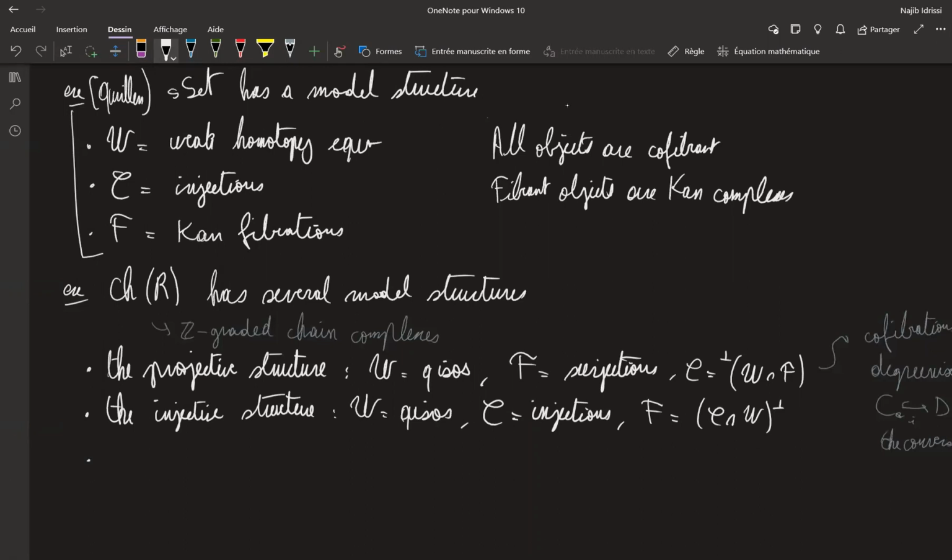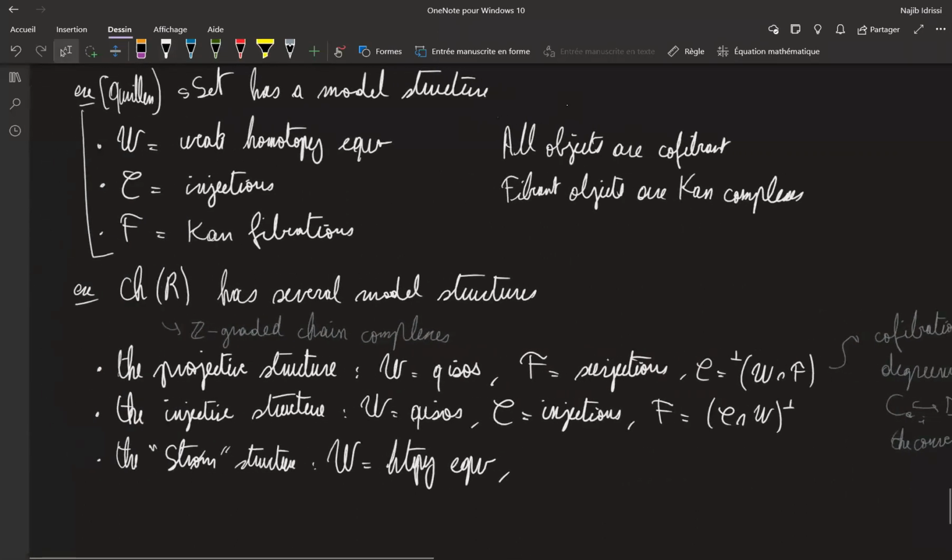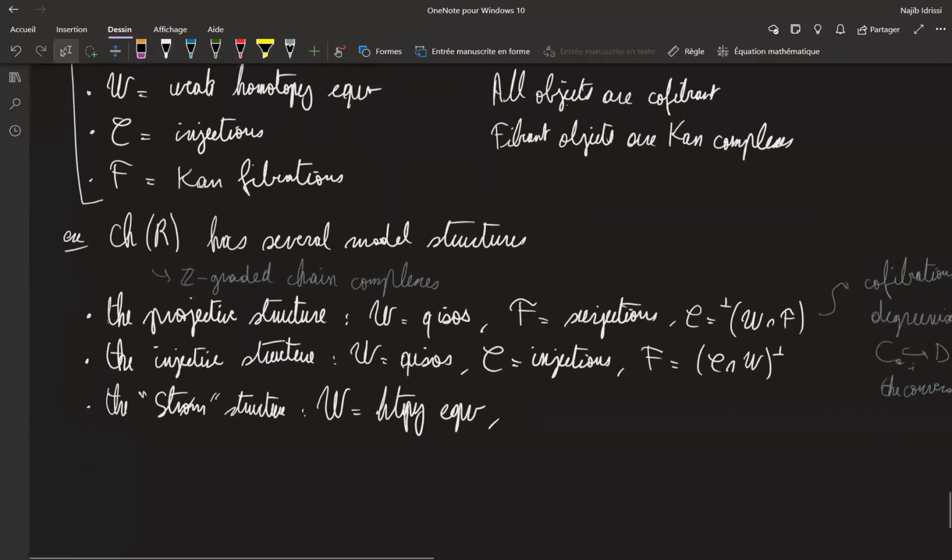There is a third one, which is the Strøm structure. So it's not actually due to Strøm, but it looks like the Strøm model structure. So W are homotopy equivalences, so things which already have a homotopy inverse. C is the set of maps which have the left lifting property with respect to all maps like this.